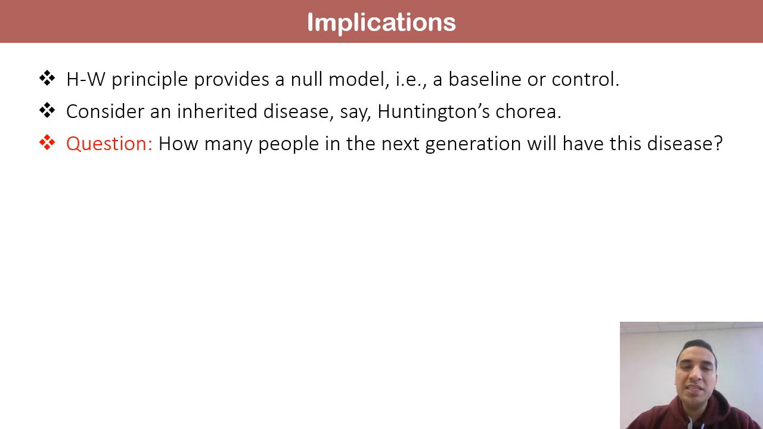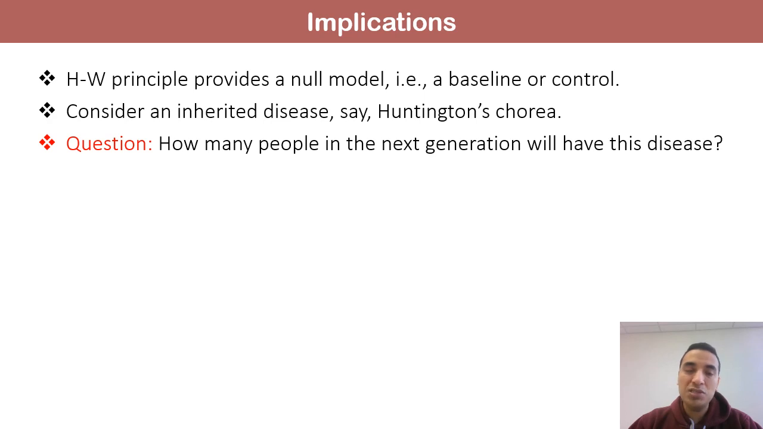So consider an inherited disease, say Huntington's chorea. Okay, so this can be important. So we want to ask the question: how many people in the next generation will have this disease? That can be pretty important from a hospital management perspective, right? We cannot really tell how many people, but in general, we can say what proportion of people in the next generation will have this disease.